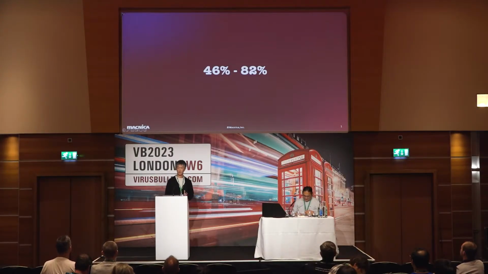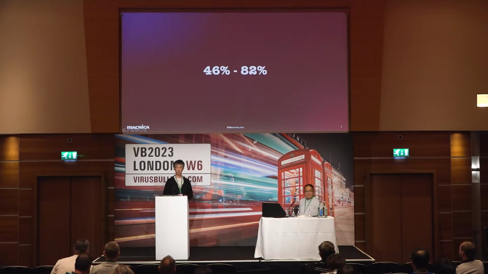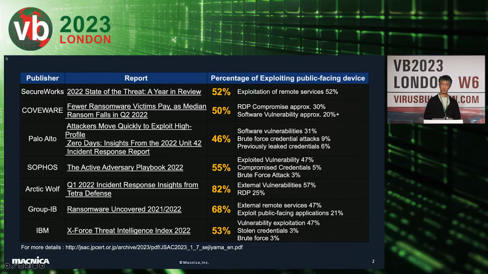First of all, I want to show certain numbers from 46% to 82%. These numbers are percentages of exploiting public-facing devices used as an initial access method. We collected this information from multiple public reports. Exploiting vulnerabilities, brute forcing and stolen credentials to infiltrate the target network is the most major attack vector now.